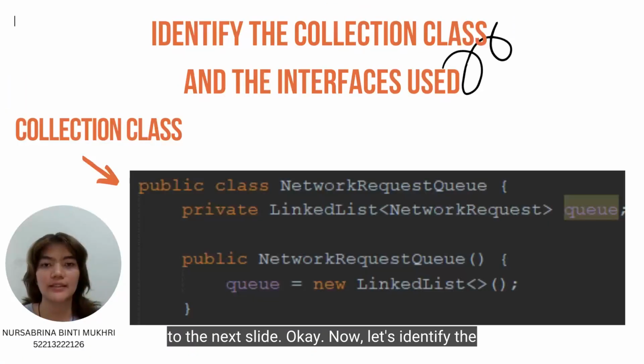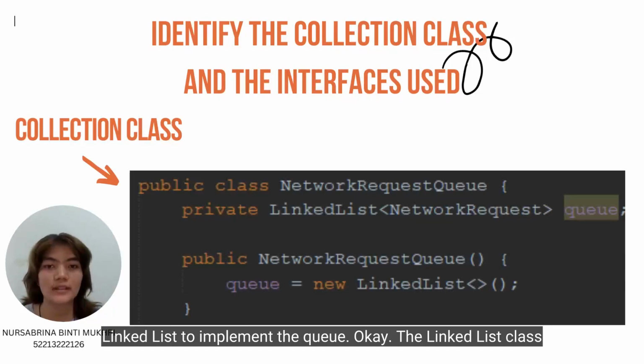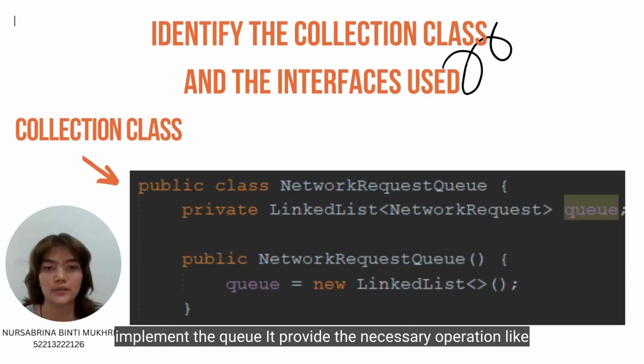Now let's identify the collection class. Based on this code, as you can see here, the collection class is linked list. In the code, we create a network request queue class. It uses a linked list to implement the queue. The linked list class here is used as the underlying data structure to implement the queue. It provides the necessary operations like adding, removing, and accessing elements.